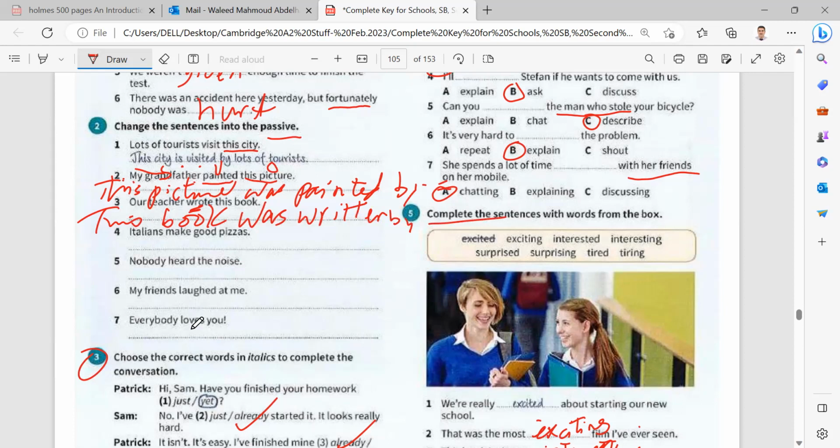طيب, Italians make good pizzas. Start with what? Good pizzas. Yes, pizzas. Good pizzas. Yes, good pizzas. is. طيب, ليه is؟ عندي pizzas يعني plural. أخذ are. Yes, are. Made by Italians.